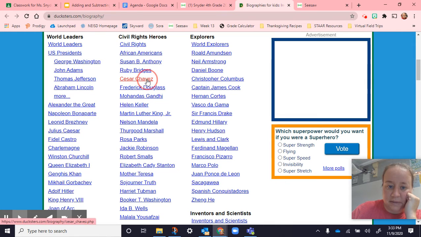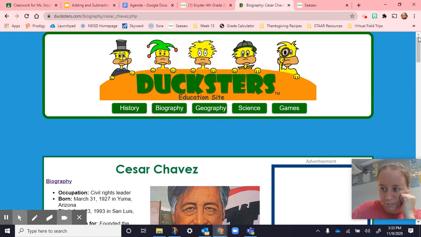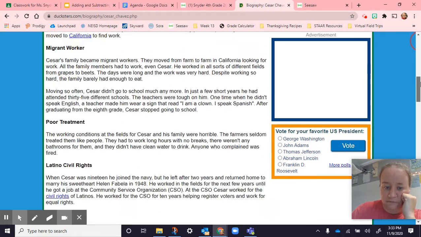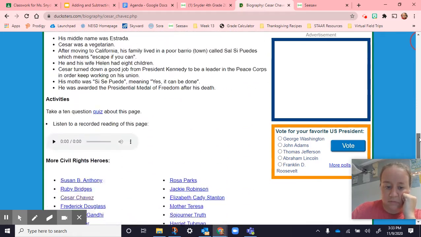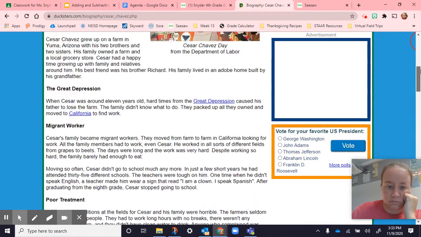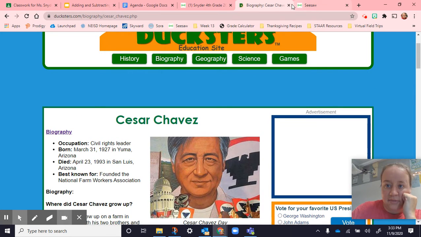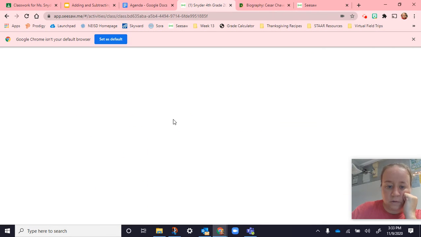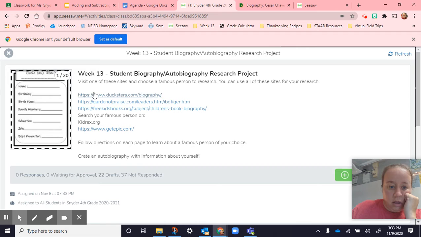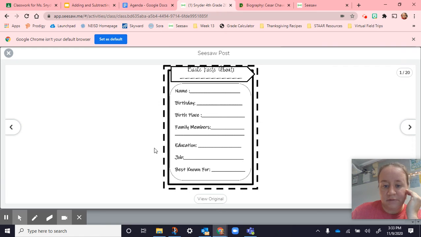So let's say I pick Cesar Chavez. I can read all about information about him. This is his biography here. And then what you're going to do, so once you pick your person, that's your first step. Then you're going to go and you're going to open, and the whole first part is the biography part.